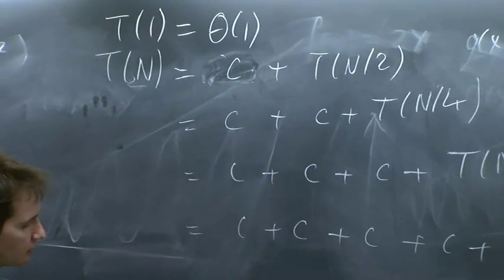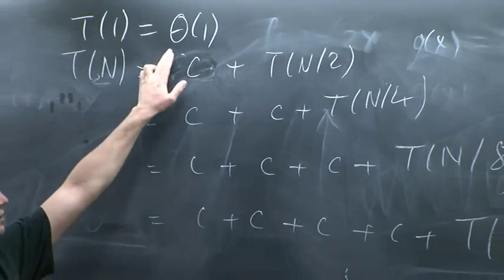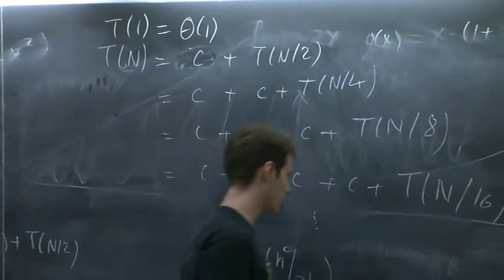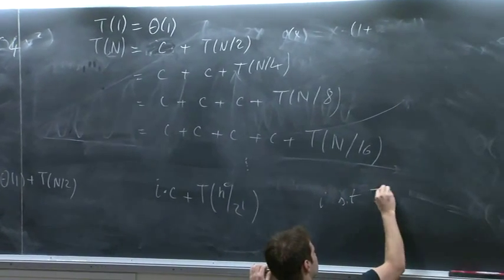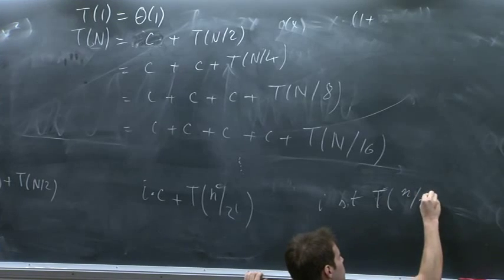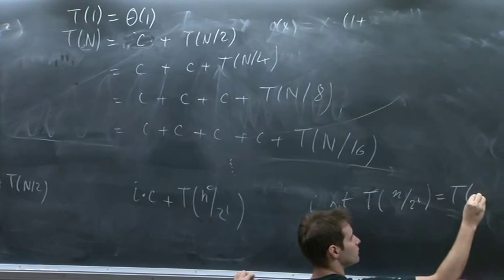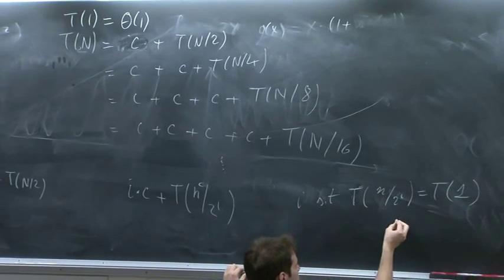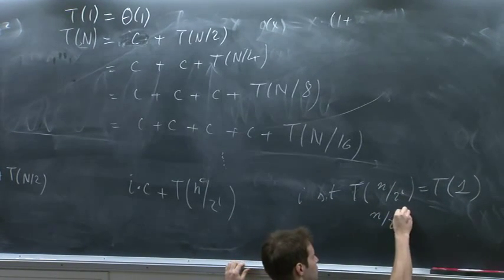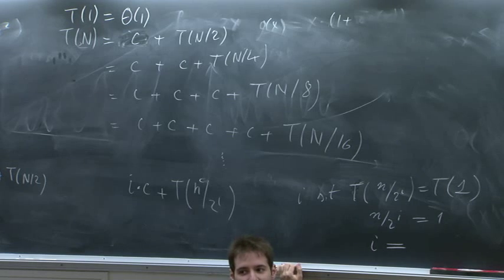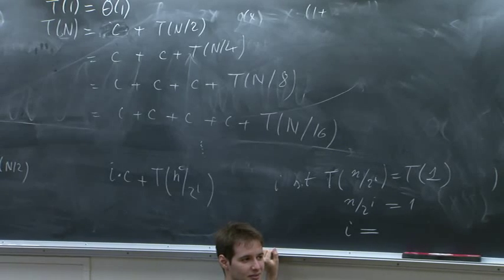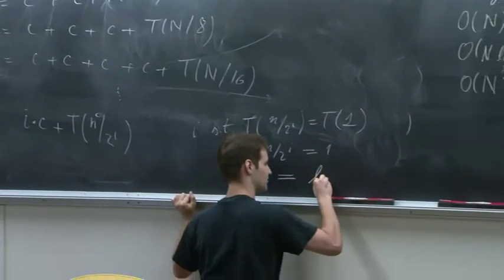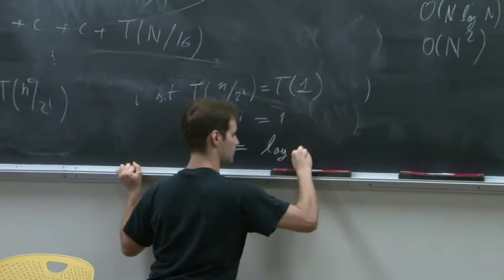So I want to write this in such a way that this becomes this. I want to figure out an i such that t of n divided by 2 to the i equals t of 1. The easiest way of doing that is to say that n divided by 2 to the i is 1. So i is the inverse of an exponential. Anyone? Logarithm. Thank you. Log n.